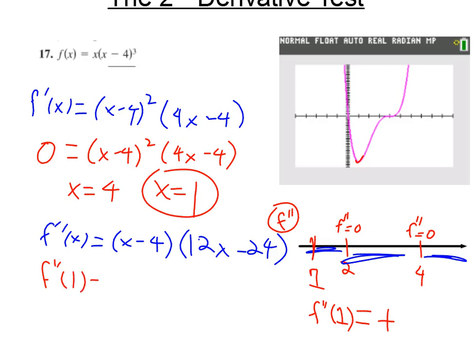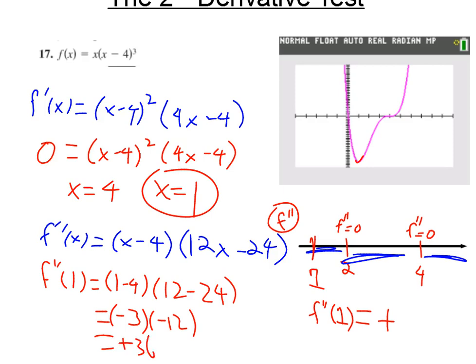f double prime at 1 gives me 1 minus 4 times 12 minus 24, which is equal to negative 3 times negative 12, so positive 36. Since that's positive, I know it's concave up. Does it make sense that if we put the two ideas together, I knew x equals 1 was a critical number, so it produces a local min, a local max, or a point of inflection. But since plugging 1 into the second derivative puts it in a region that's concave up, the only type of important points that are concave up are local minimums. Does that make sense?